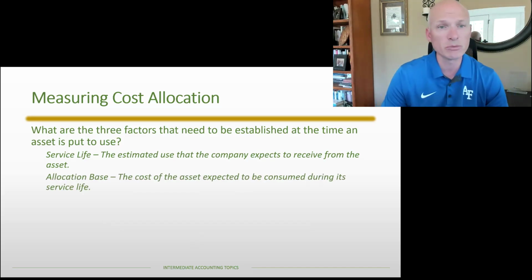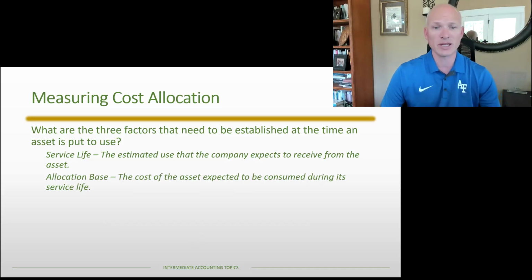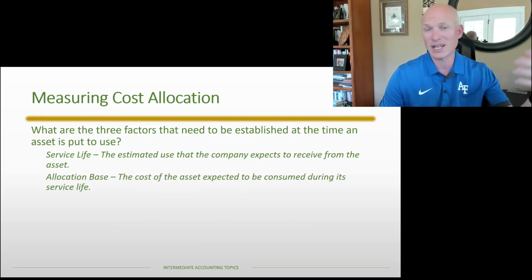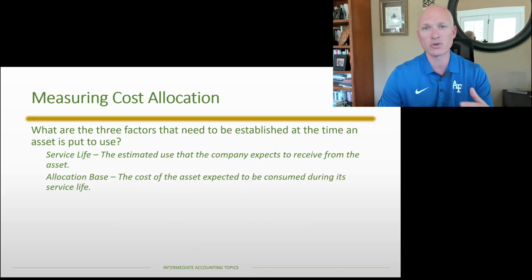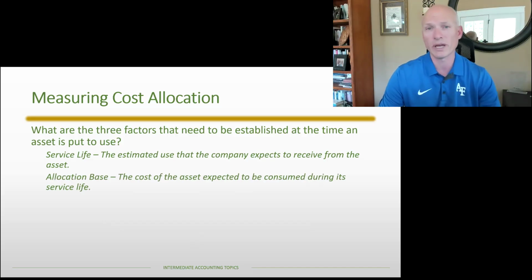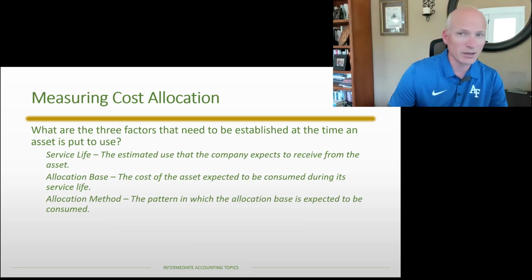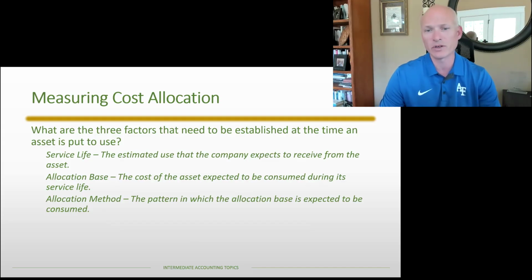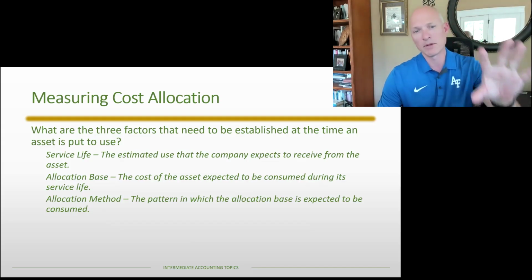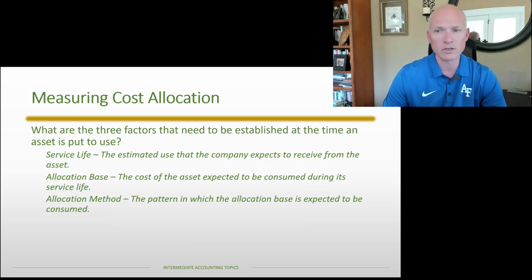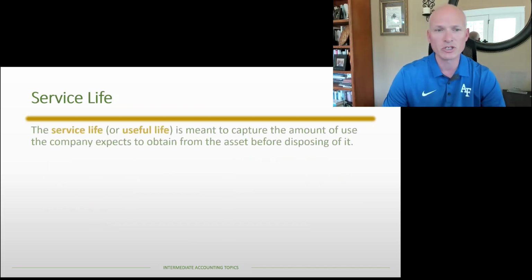The second thing is the allocation base, sometimes called the depreciable base. That's basically how much of that cost we assume is going to be consumed. In the example we just had, that would be that $60,000. So that's the allocation base, or the depreciable base, for that asset. And then finally, the method. There are different methods that we can use. Again, we'll get into those details, but there are several different patterns we could adopt to say, I'm going to consume this much in year one, this much in year two, this much in year three, and so on and so forth.